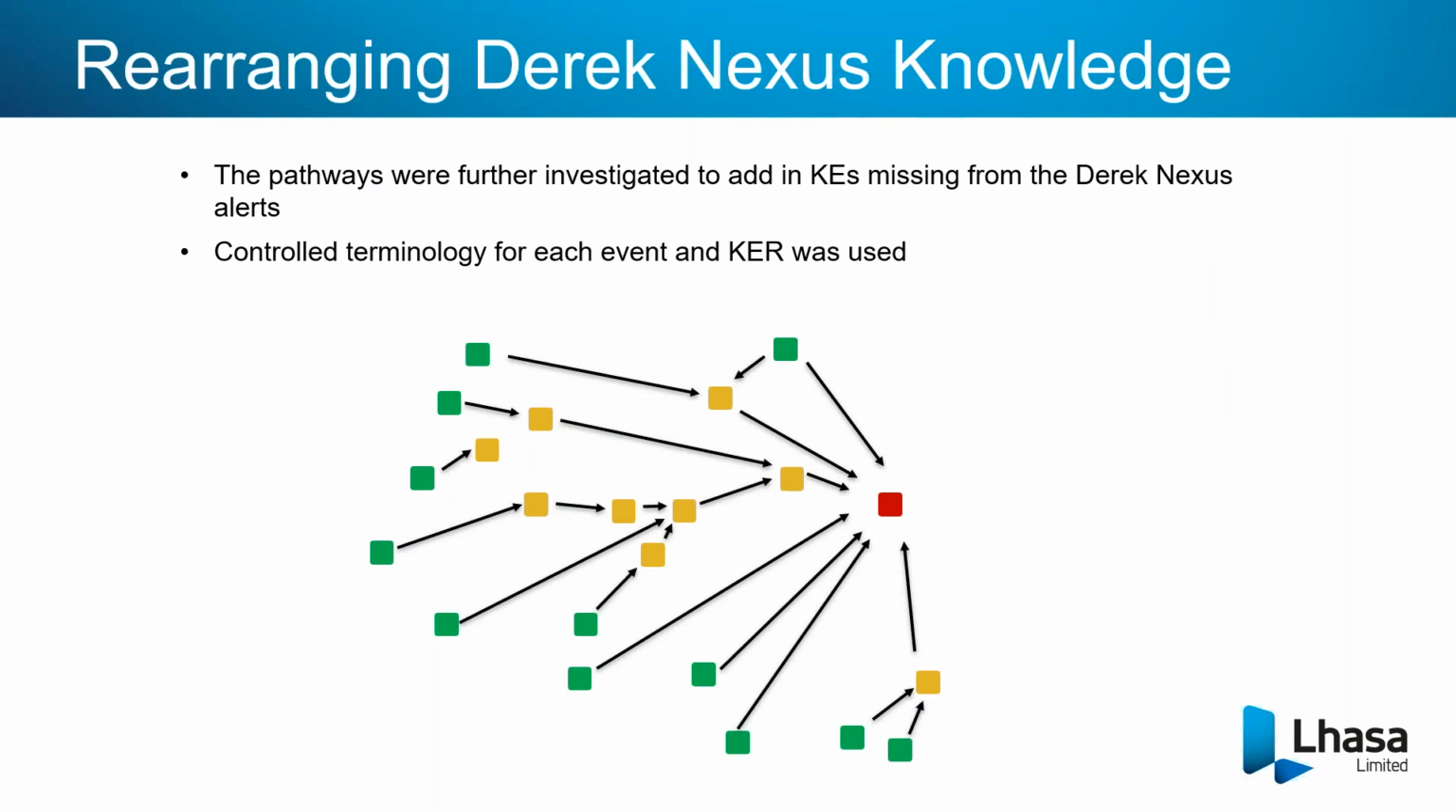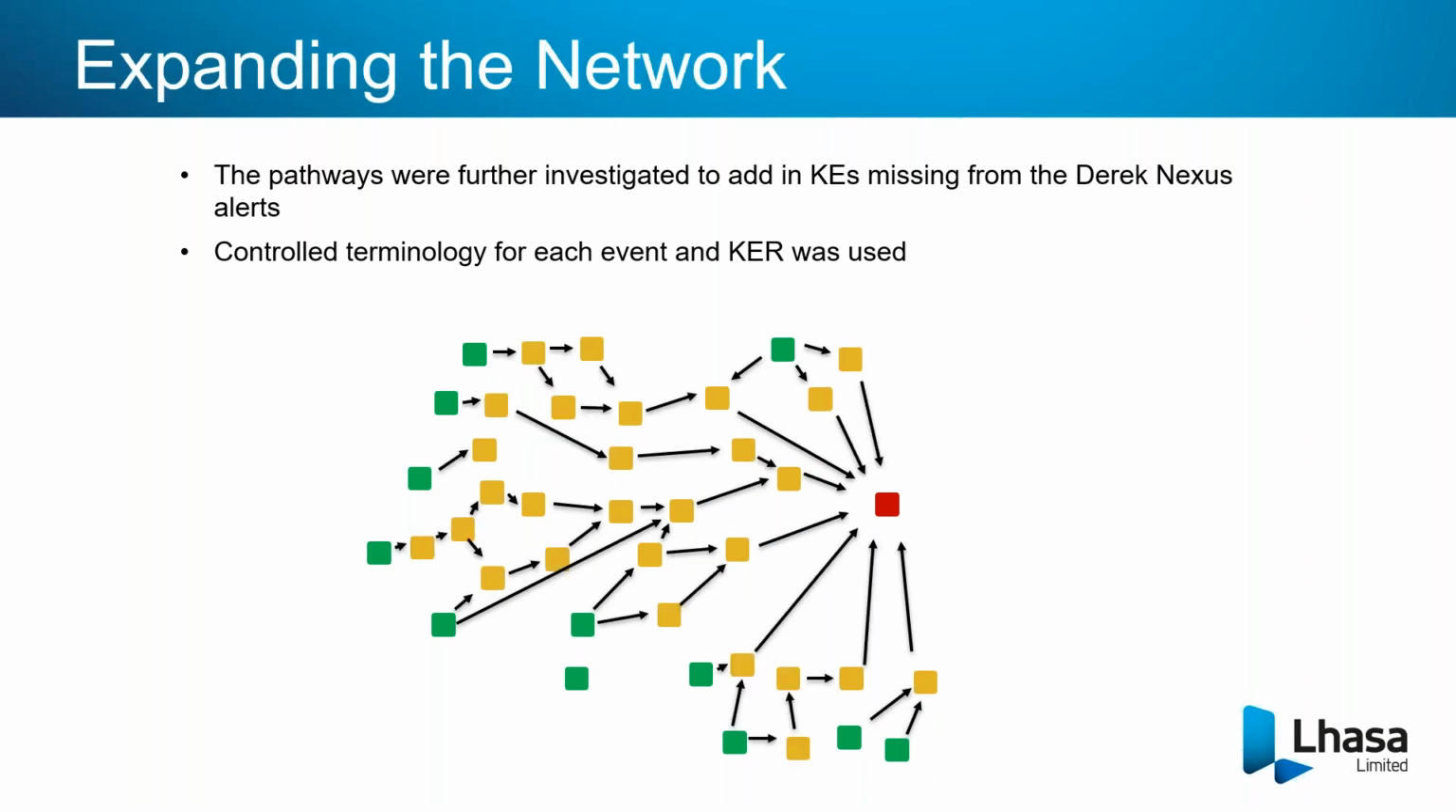So with the skeleton network in place, each of the pathways was subjected to a detailed review. This involved using literature references to provide biological plausibility, and in some cases, empirical evidence to support key event relationships. We also put in place controlled terminology, to ensure consistency within our network, and the potential to facilitate interaction with external data sources.